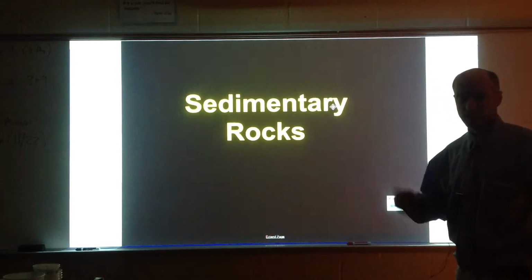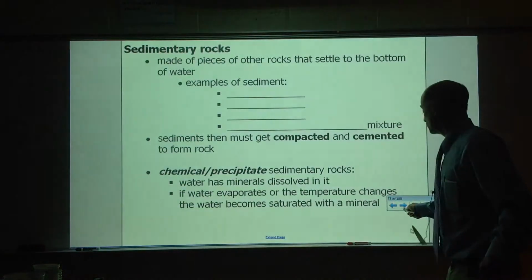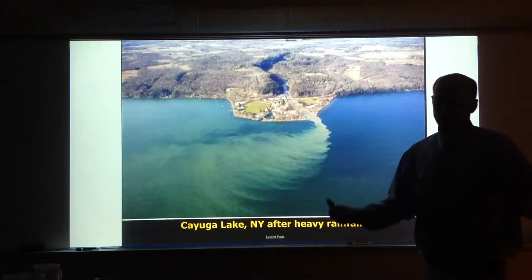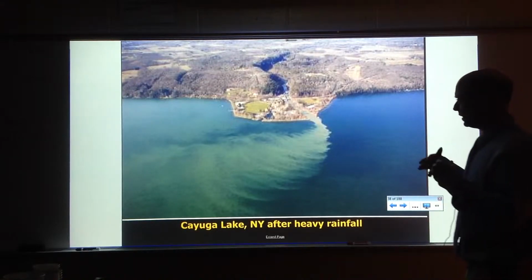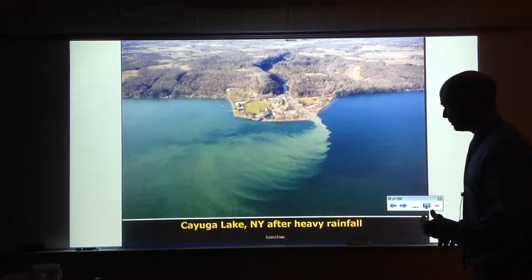Okay, here we go, sedimentary rocks. Let's start with this picture. What we have here, if you can see, is Cayuga Lake in upstate New York.